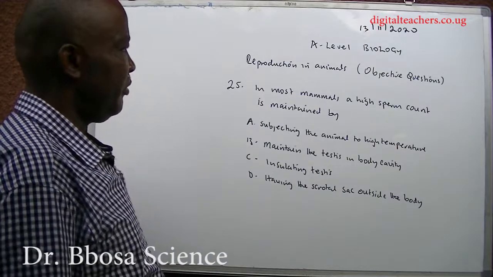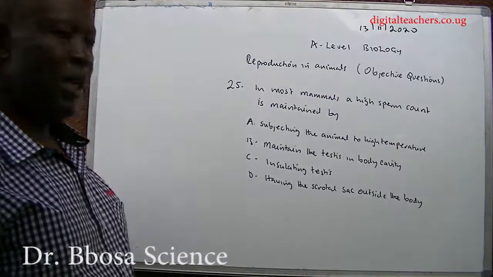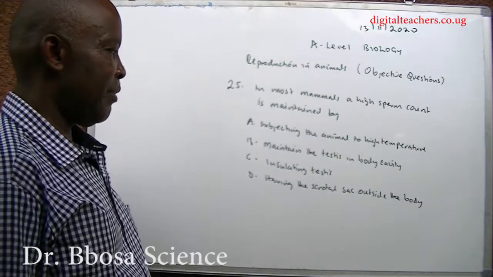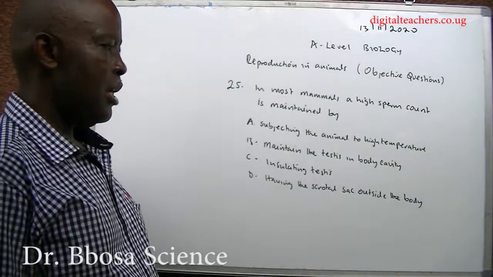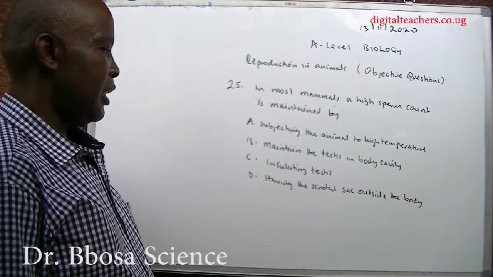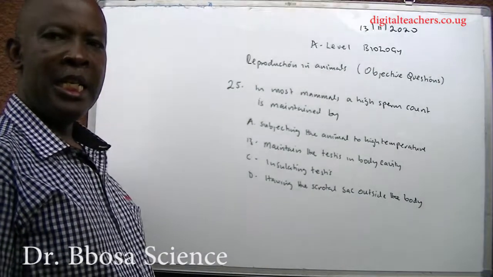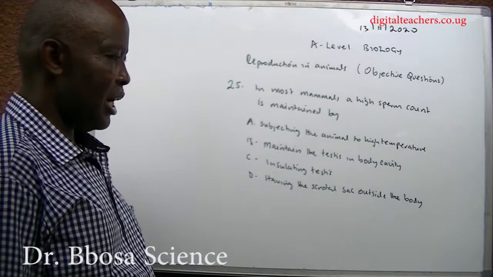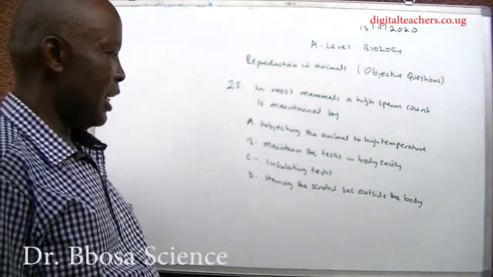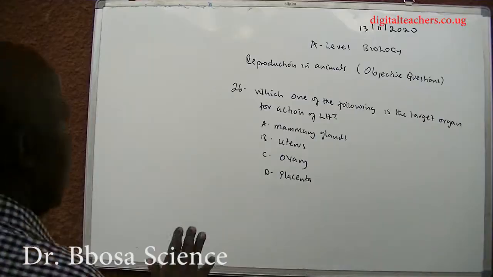Number 25. In most mammals, high sperm count is maintained by A. Subjecting the animal to high temperature. B. Maintaining the testes in the body cavity. C. Insulating testes. D. Having the scrotal sac outside the body. You can pause and answer. The answer is D.